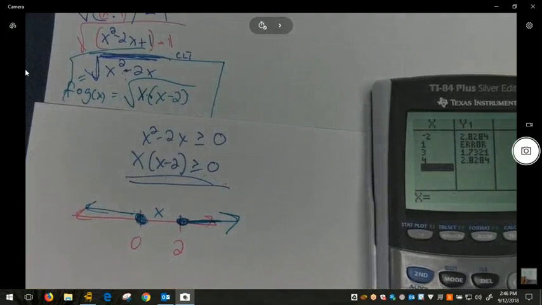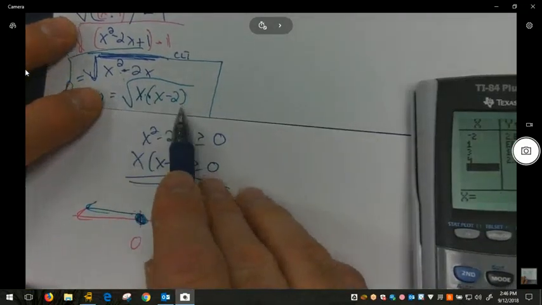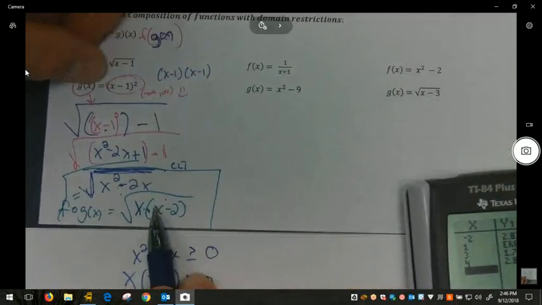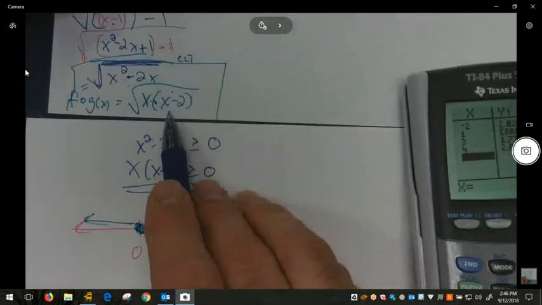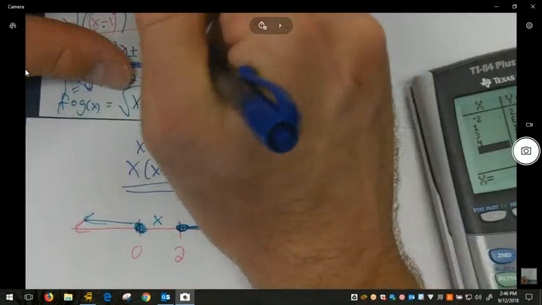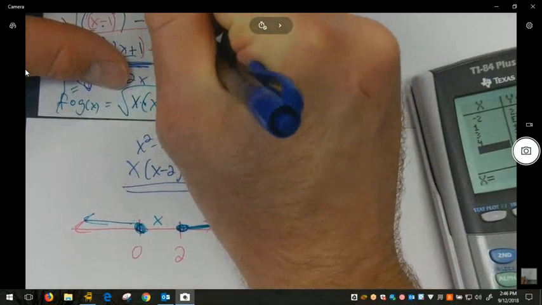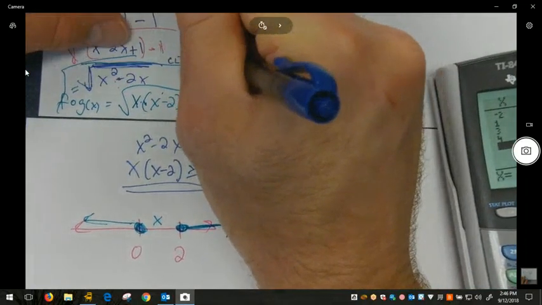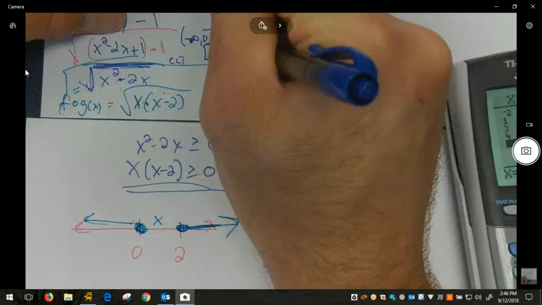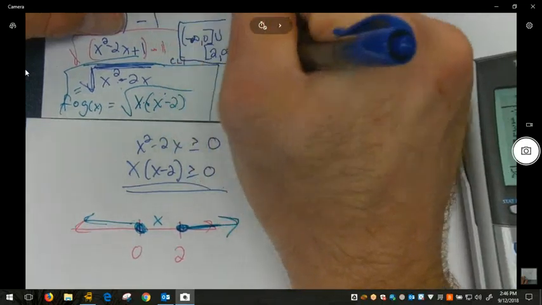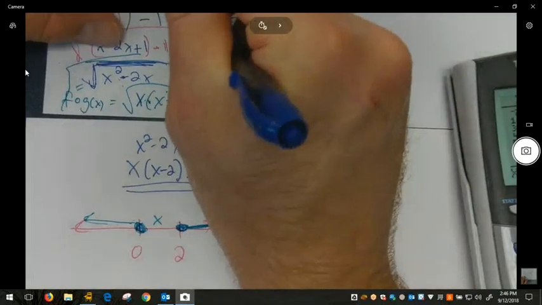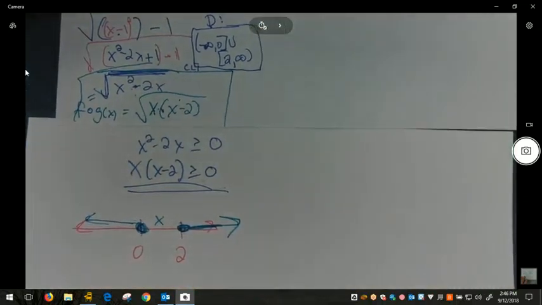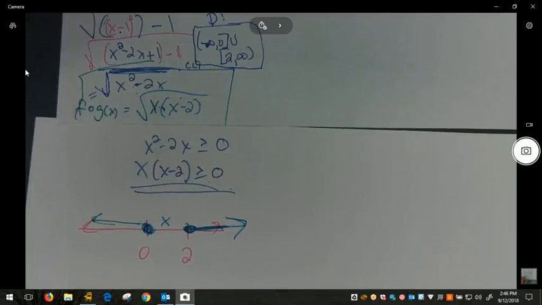So in interval notation, the domain for this new function, now remember there were no domain restrictions on g of x. If there were, we'd have to include them here. The domain for this function is negative infinity up to and including 0, and including 2 up to infinity. It goes on infinitely. So there's our domain for f of g of x. Doesn't have anything from g of x because none were there.